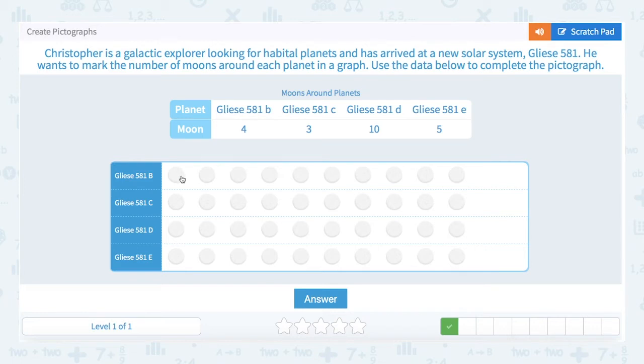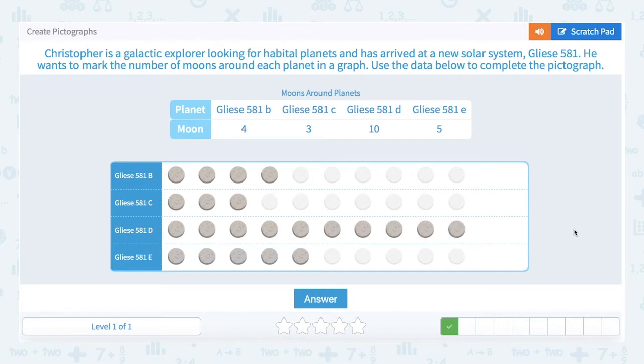So for B, we have 1, 2, 3, 4 moons. We have 3 for C. For 581D, we have 10. 1, 2, 3, 4, 5, 6, 7, 8, 9, 10. And then for 581E, we have 5.